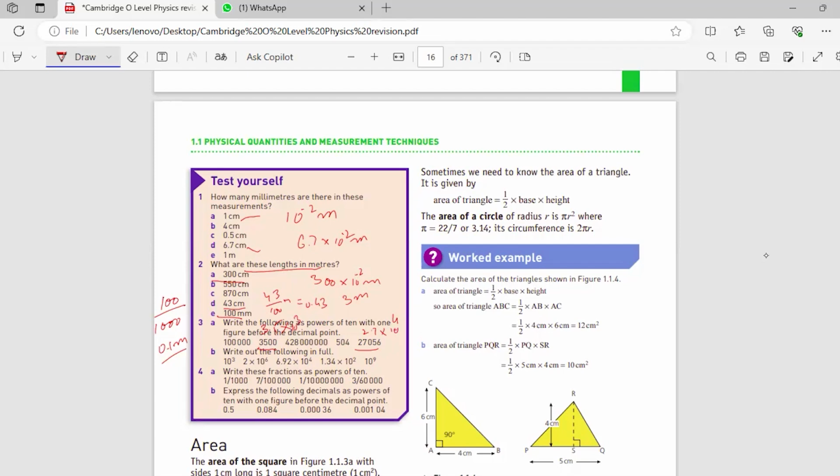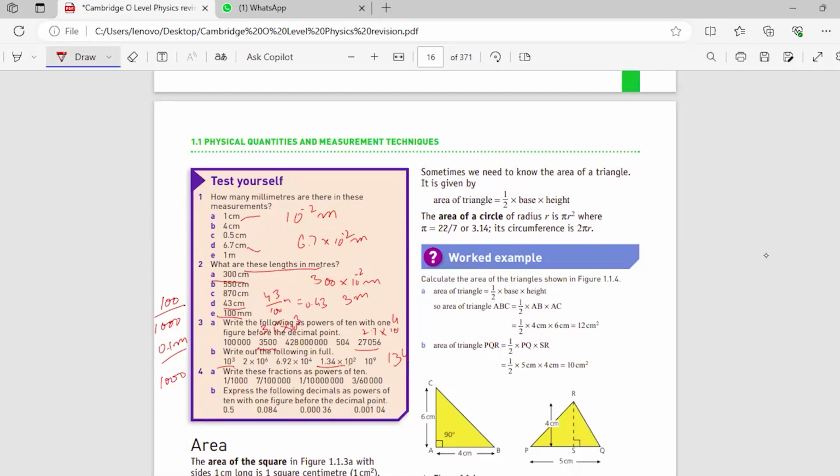Write out in full form. We have to write down the full form like this. 10 to the power 3: we will write 10, 1 and 3 zeros. And for this one, we will write 1, 3, 4, because that is 10 to the power 2, the decimal will move to the right by 2 places. Hence, we got the answer.